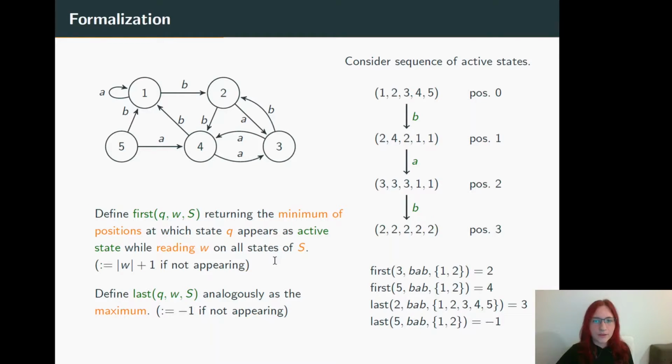And if the state Q does not appear at all while reading W on S, then we set the default case of the function first to a position which is higher than any position of a state actually occurring, meaning that we set it to the length of the word plus 1. Similarly, we define the function last on the same input as returning the maximum of all positions at which the state Q appears. And here we set the default case to -1, meaning to a value which is lower than the return value of all states which do actually appear.